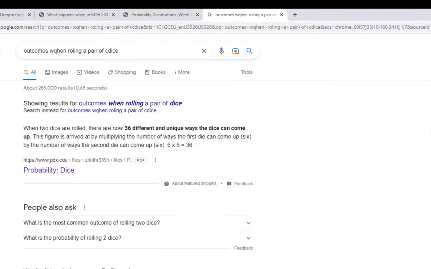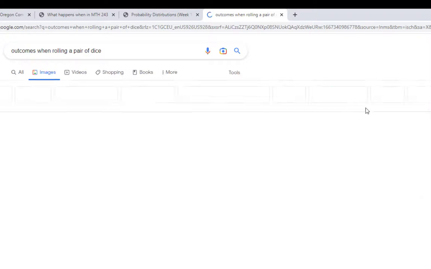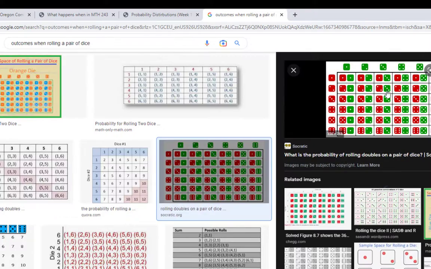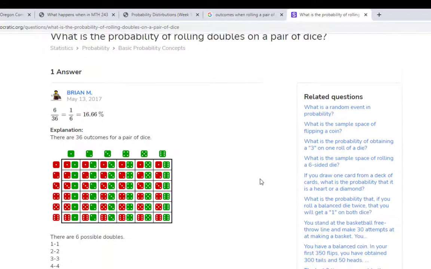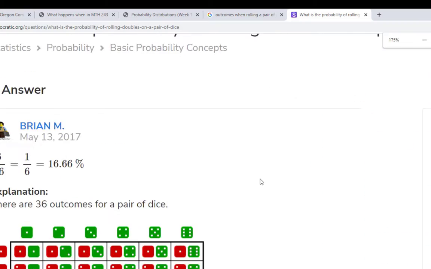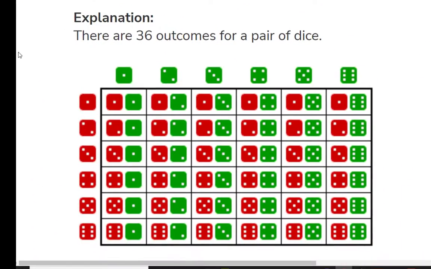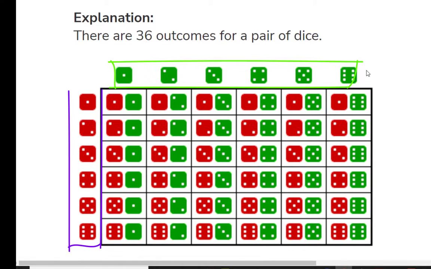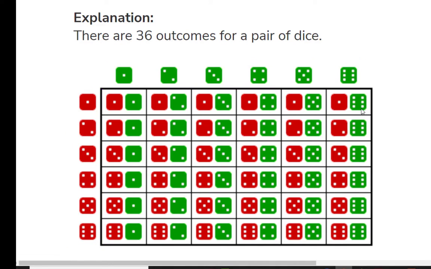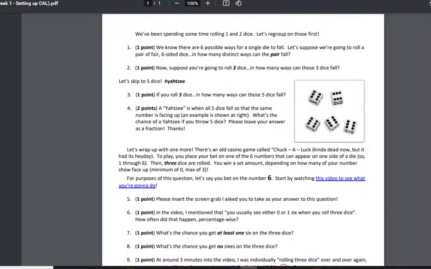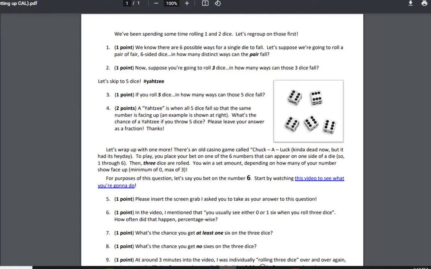As a matter of fact, let me look at the image search. Yeah, I like this one a little bit better. Let's take a look at this one here. You can actually see this is showing the intersection of the green die and the red die. So it's 6 times 6 equals 36. Boom! Very nice. So that's the quick way of answering the question: there's 36 ways for the pair to fall.